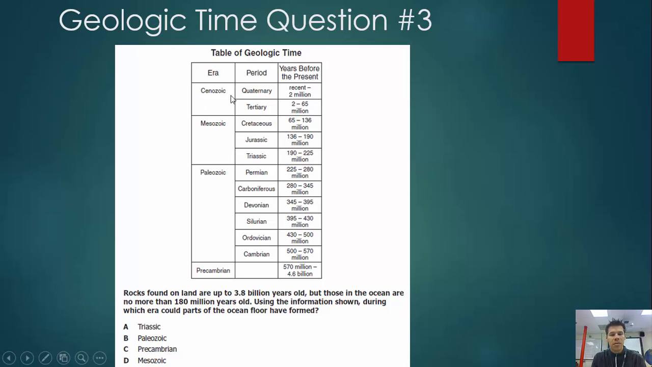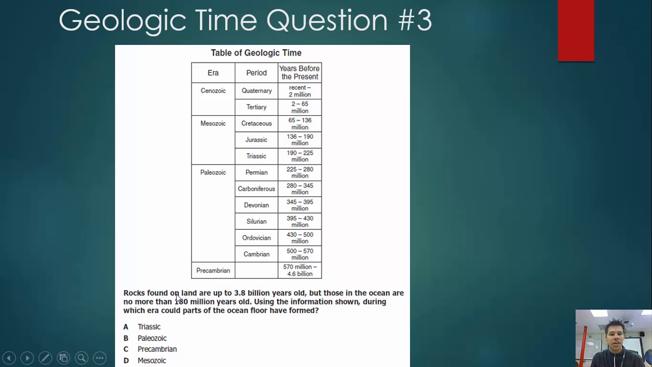There's the Cenozoic, remember the age of mammals, the Mesozoic, middle life, the time of the large reptiles like dinosaurs, the Paleozoic era, that's your ancient life in the oceans generally, and then there's your Precambrian period. Alright, so which of these eras, now look at your years, which of these eras is in the 180 million years ago? That's where you'd find the oldest seafloor. So if you look, 180 million years falls in the Jurassic period in the Mesozoic era.